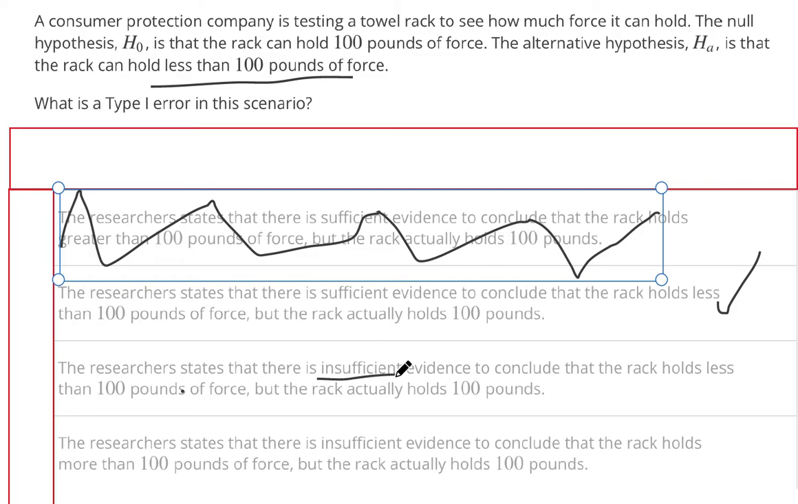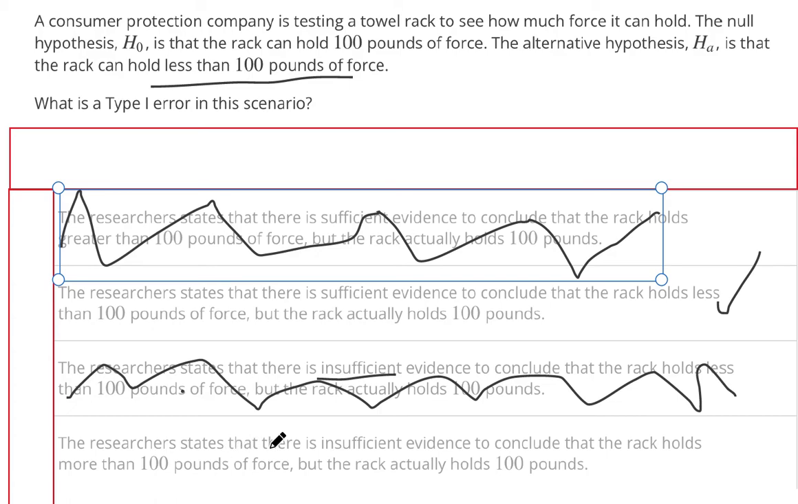There is insufficient evidence to conclude that the rack holds less than 100 pounds of force. So that means there's insufficient evidence for the alternative. They're saying that you can't reject the null hypothesis. A Type 1 error is when you do reject the null hypothesis. In the first part of the sentence, insufficient evidence means that you cannot reject the null hypothesis, and that would be claiming that the null hypothesis is true. So that's saying you can't reject the null hypothesis, and it's true. It is true that the rack can hold 100 pounds of force.